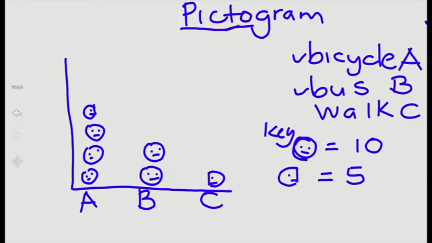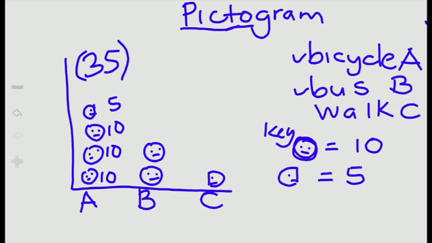Remember, the key said a full face is equivalent to 10 pupils. So here we've got 10, 10, 10, and 5. So that means how many pupils use the bicycle as a mode of transport to school? There are 35 pupils. Let's come to the second mode of transport, which is the bus. By merely looking at the symbols that have been drawn, 2 full faces, we can then refer to the key.